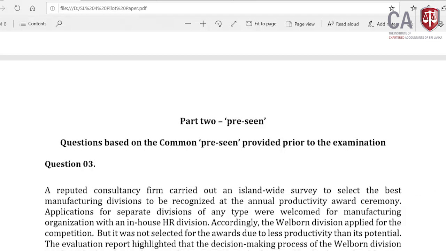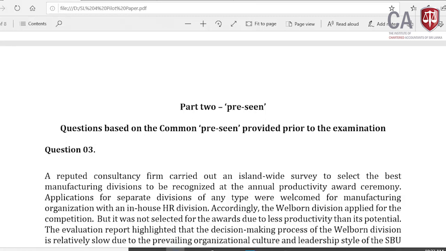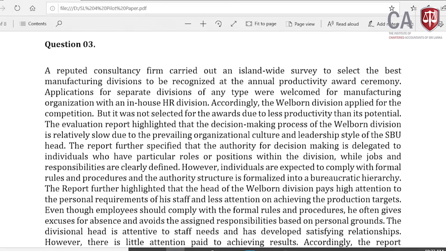Questions based on the common pre-seen provided prior to the examinations. It is clearly stated. Question number 3, we will look at the additional scenario given here. A reputed consultancy firm carried out an island-wide survey to select the best manufacturing division to be recognized at the annual productivity award ceremony. Application for separate division of any type will come for manufacturing organized within an in-house HR divisions. Accordingly, the well-born division apply for the competitions.